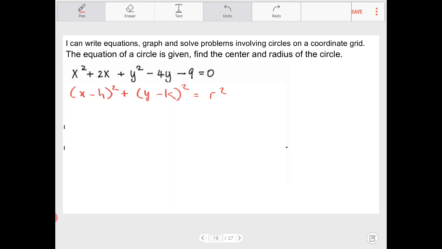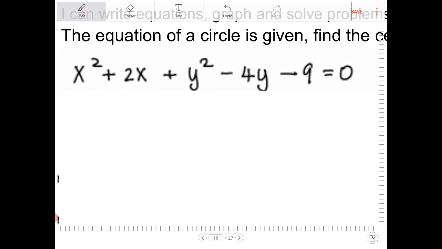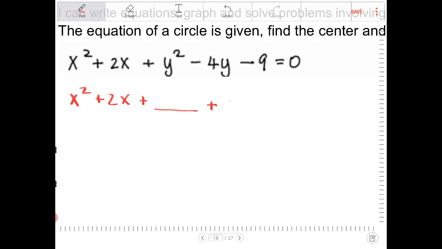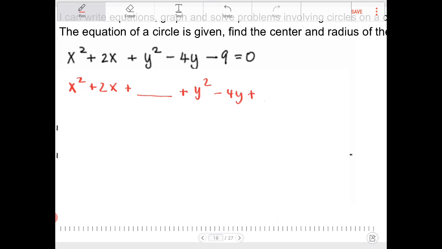So let's see if we can properly utilize that. What we're going to do is separate out all the variables, which they kind of are already. I have x squared plus 2x, and I need to complete the square, so I'm going to leave myself a little space. The second part, I have y squared minus 4y, and again I'm going to leave myself a little bit of space. And then this negative 9, I'm going to bring to the other side, so I'm going to have 9 on the other side.